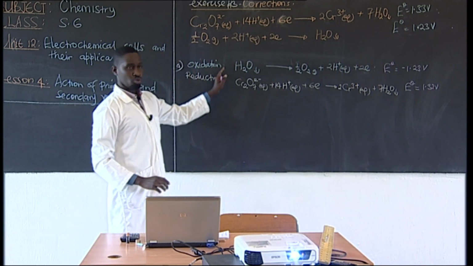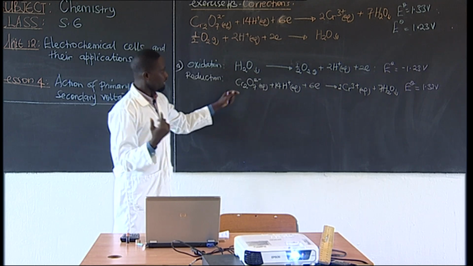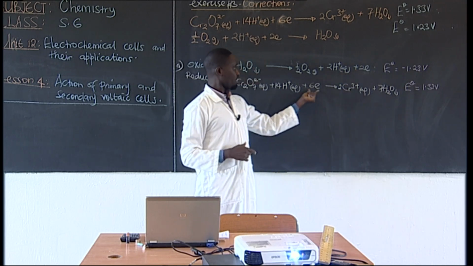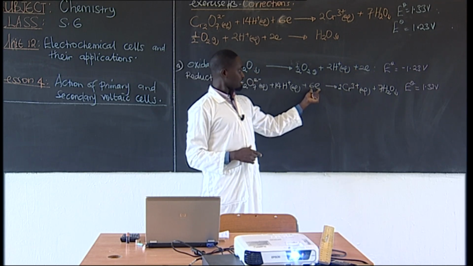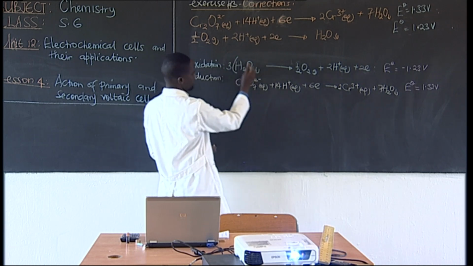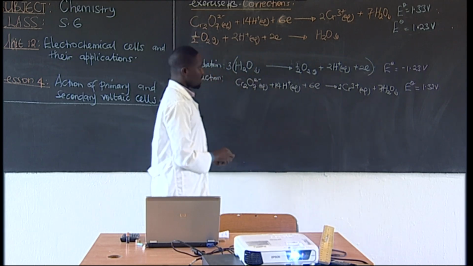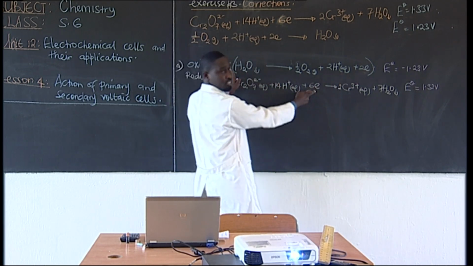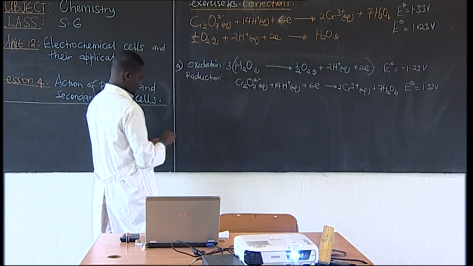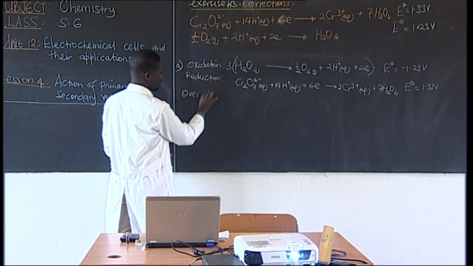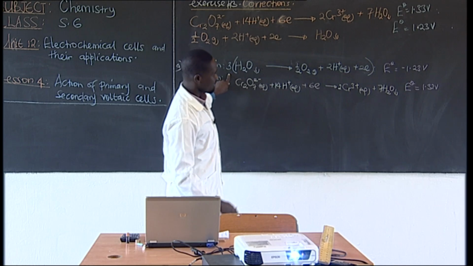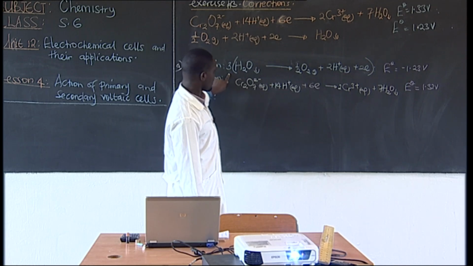We have these two. Remember the principle: electrons lost in the oxidation should be equal to the electrons gained. So to have 6 electrons, we must multiply everything here by 3. So we have 6 electrons, 6 electrons. So to get the overall, we need to look at what is the same in each case. What is the same in each case?